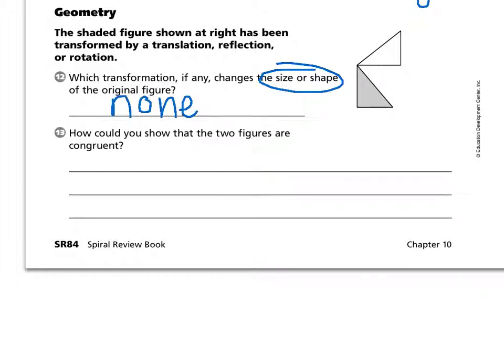For number 13, how could you show that the two figures are congruent? Well, I would rotate the figures so that they would be able to be right on top of each other. Then you would be able to compare and see if they were going to be congruent, the same size or same shape.